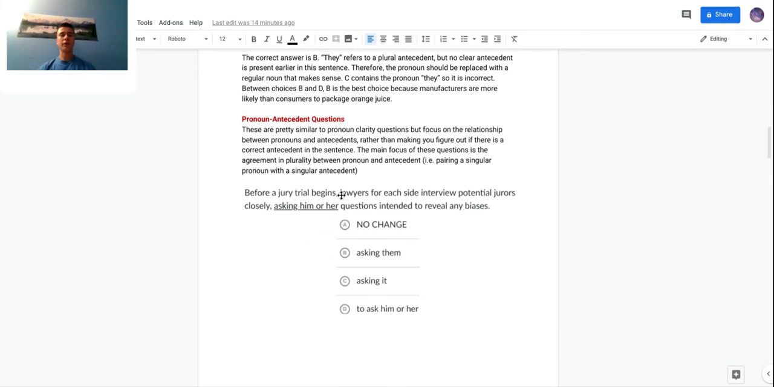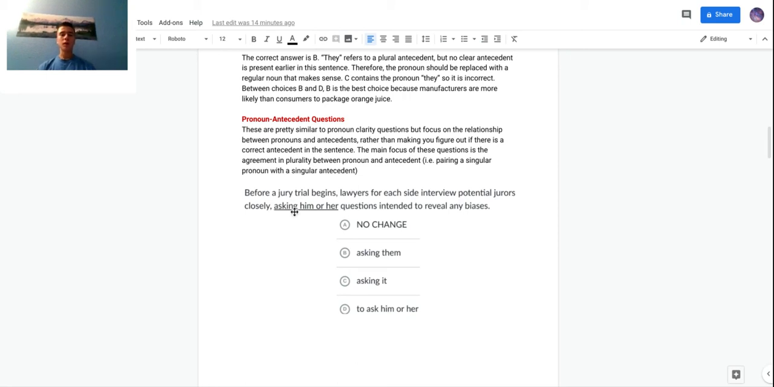So look at this example question here. Before a jury trial begins, lawyers for each side interview potential jurors closely, asking him or her questions intended to reveal any biases. So him or her, these are both singular pronouns, and they can be referring to just a person if you don't know their gender.